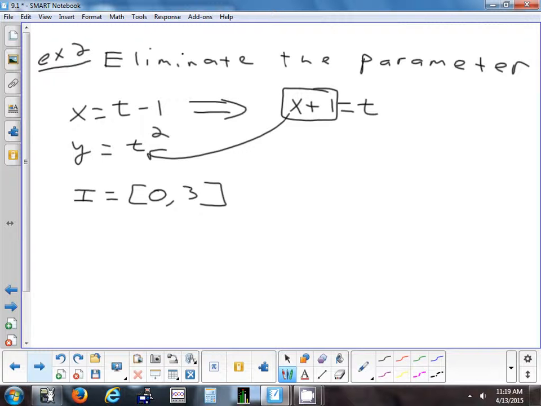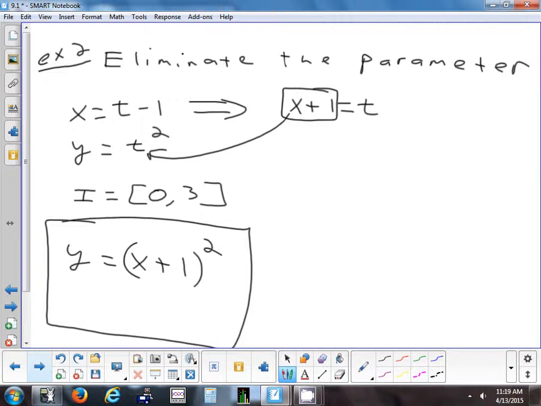Don't worry about the interval yet. That's going to be important when you write your domain, but not yet. That's the function: y equals (x plus 1) squared. What shape is that? That's a parabola, and it's been shifted.